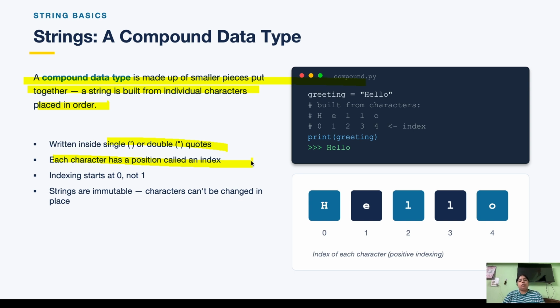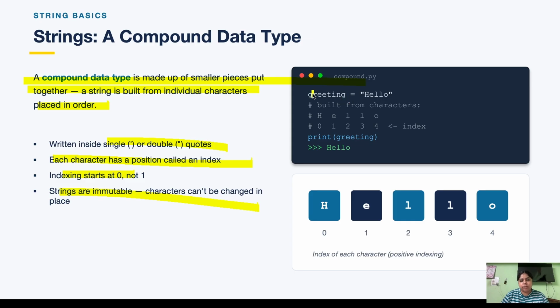Each character has a position called an index. I've already told you that indexing is followed in string, and each character has got a specific index. Indexing starts from 0, not 1. Keep this in mind, don't get confused. And strings are immutable. Once characters are entered over there, it cannot be changed.